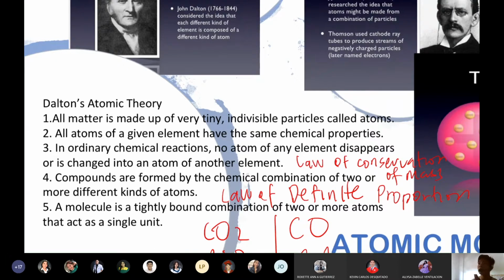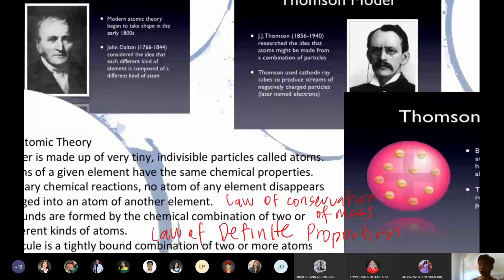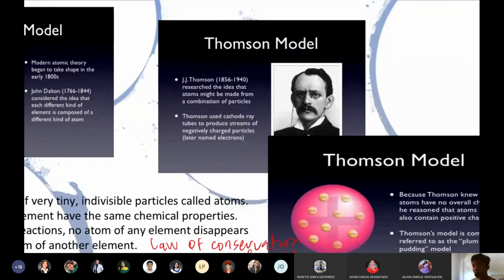Okay. So we started with Democritus, then Dalton, then what's next now? Okay, so let's start our future journey with J.J. Thomson. Okay, so J.J. Thomson revisited Dalton's idea, no, the theory of Dalton.